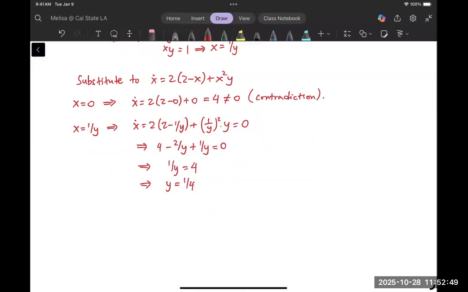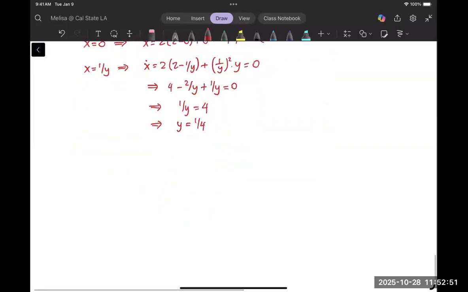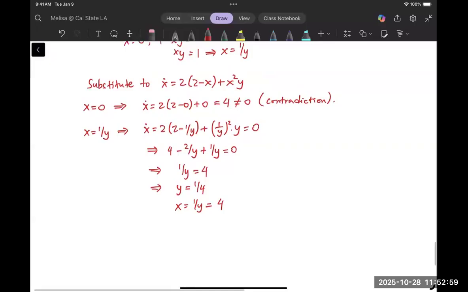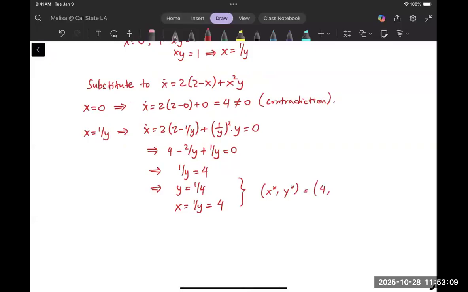Okay, so y is 1 over 4, then x is 1 over y, so x will be 4. All right, so that's the only fixed point we have. Okay, so here we have the fixed point equals 4 and 1 over 4.